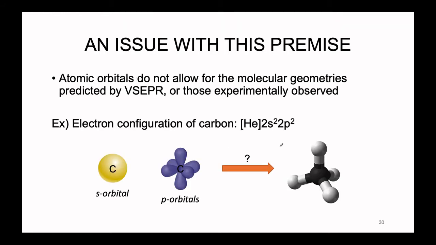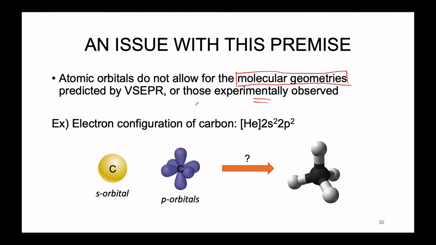However, there is an issue with this premise. Atomic orbitals, as they are naturally laid out, s orbitals, p orbitals, they do not allow for the molecular geometries that have been not only predicted by VSEPR, but also experimentally observed. So we can conclude one of two things. Either the atomic orbitals themselves are incorrect, that we've been wrong this whole time, or that we're missing something.